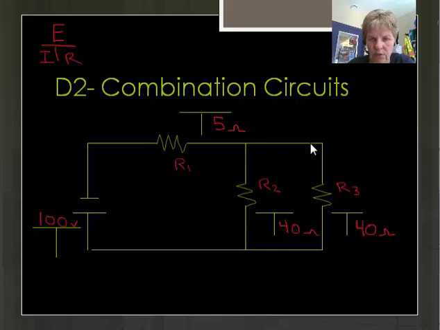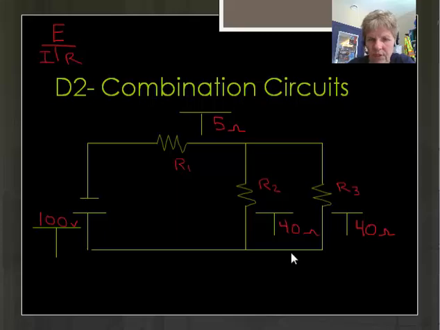Hi everybody, we're going to solve a combination circuit today, and it's a fairly simple combination circuit. You'll see here we have branch R2 and branch R3 are both in parallel, but before that all of the electrons have to travel through R1, so R1 is in series with both R2 and R3.